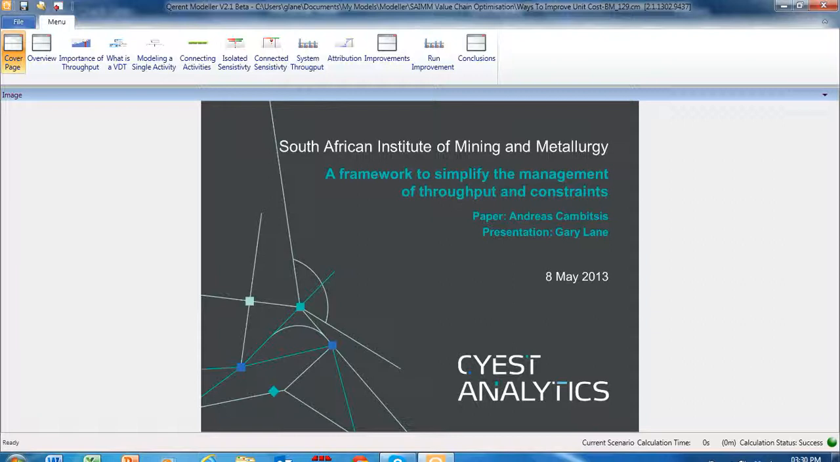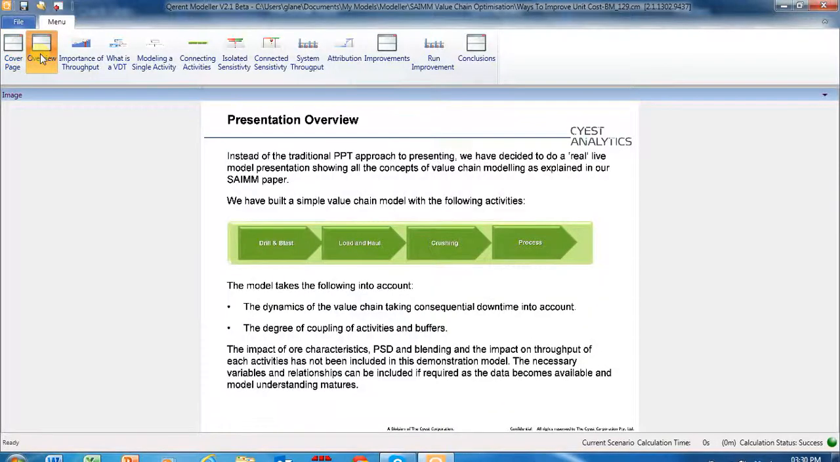Instead of just doing a normal presentation, I decided to actually demonstrate through a real model all the concepts of value chain optimization and incorporating the theory of constraints with regards to modeling of a value chain in mining. So this model basically consists of the following activities. It's got drill and blast, load and haul, crushing and processing. Those are the four activities that are built in this model.